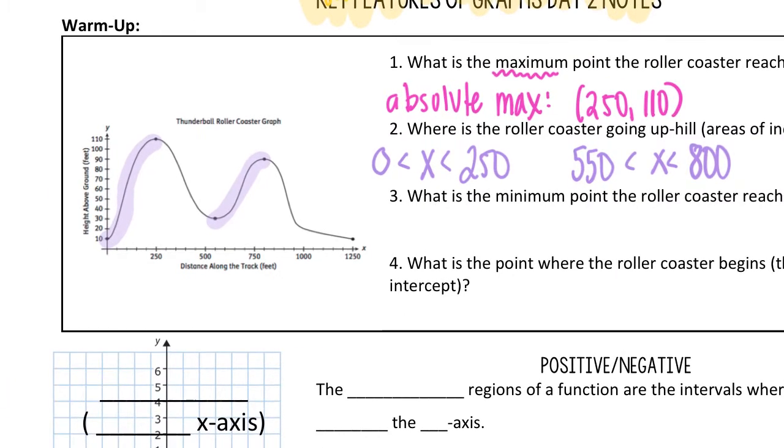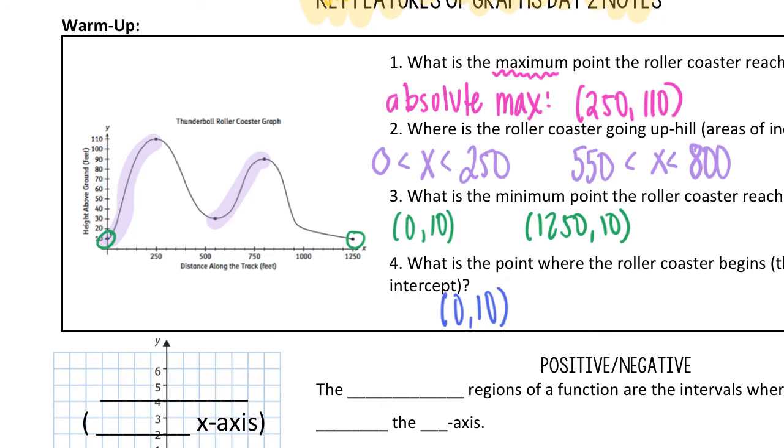The minimum occurs in two different locations, over here and over here. There are two minimums, so we'll say at 0, 10, where the ride is starting, and at 1250, 10. The last one, the point where the roller coaster begins, is the y-intercept. You should have gotten that y-intercept was 0, 10. So in other words, it starts 10 feet off the ground.